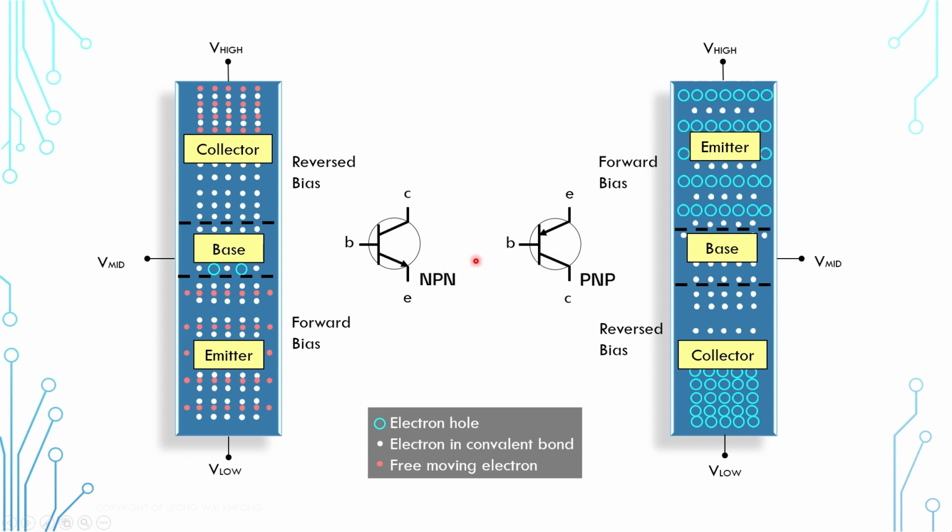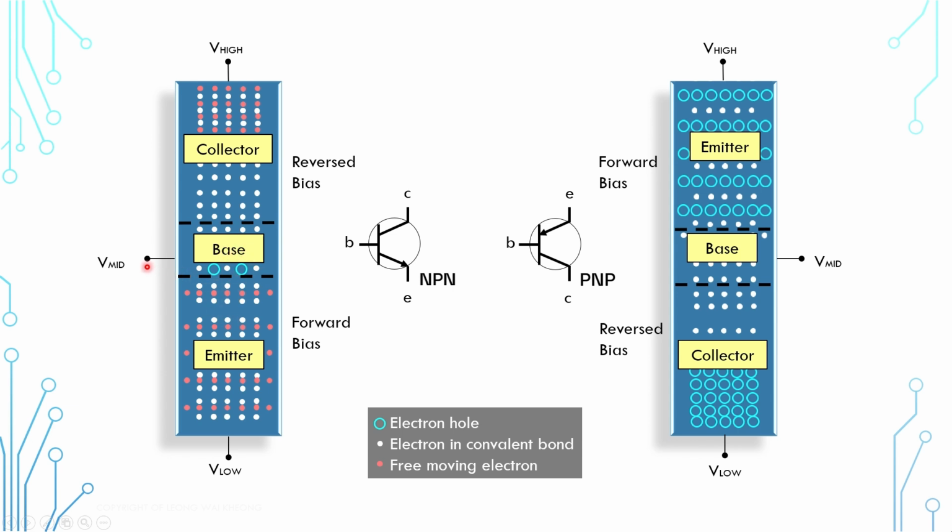They look pretty much the same, and the way to differentiate them is by looking at the arrow here. The arrow here represents the direction of the forward bias junction, which is from base to emitter. If it is facing out, then this is an NPN transistor, or if it is facing in, then this is a PNP transistor. And now to reiterate, in order for current to pass through the transistor, the base emitter junction must be in forward bias.